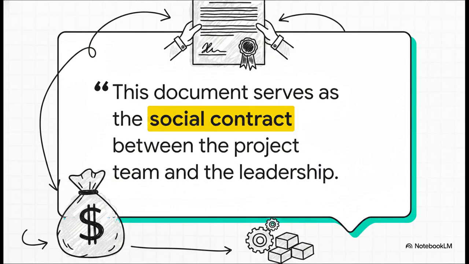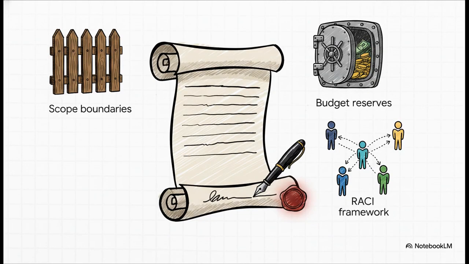Your project initiation document, or PID, needs to explicitly draw boundaries around your scope, detailing exactly what is included and, just as importantly, what is excluded to prevent any scope creep down the line. It must include approved budget reserves and a clear ROSI governance framework, showing exactly who is responsible, accountable, consulted, and informed. And this all culminates in a literal, formal signature from the project sponsor. Why? Because it creates a lasting accountability record that survives organizational changes, personnel shifts, and the test of time.